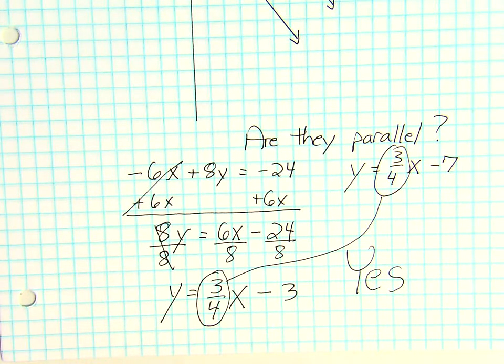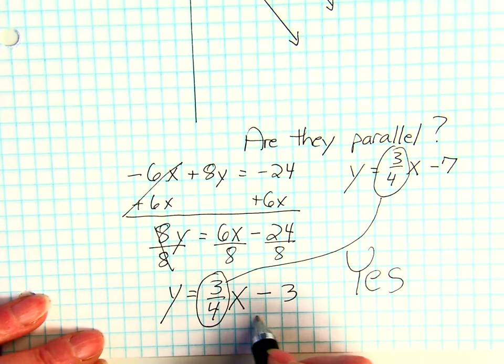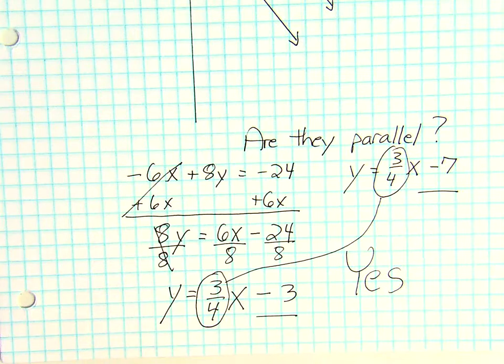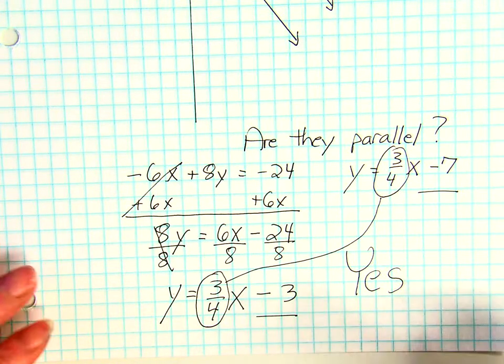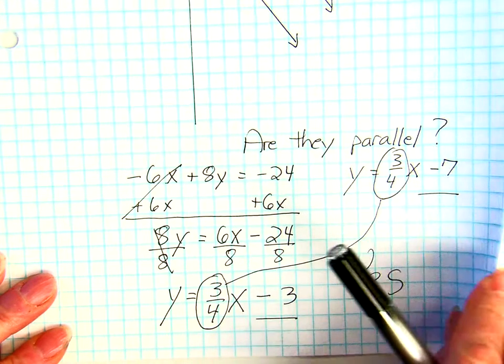Now, what's different between them? Well, of course, the y-intercept. They're not the same line, so they're going to have the same slope, but different y-intercepts. That is really the whole thing with parallel lines. So we're going to leave that and move on because I trust you to be bright young people.